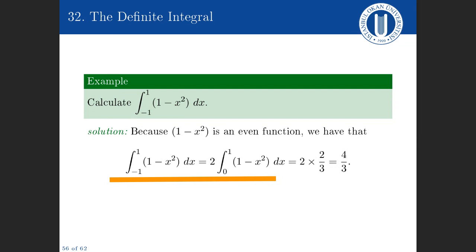But we've already calculated that. We know that the integral from 0 to 1 of this function is 2/3. So we're just going to take 2/3 and double it to get 4/3.